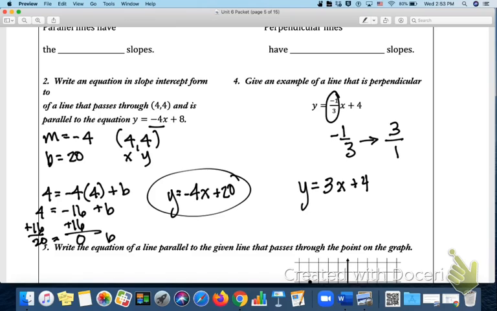So for me, I chose y equals 3/1 or just 3x, and I put plus 4 just to keep it the same. You could have -2. You could have y equals 3x plus 14, plus 17, minus 17, whatever you want. The y-intercept can change, but to make sure that it's perpendicular, it needs to be opposite reciprocal.